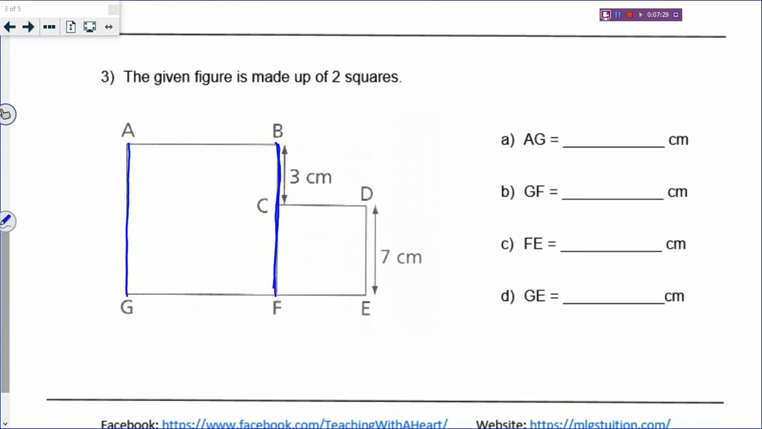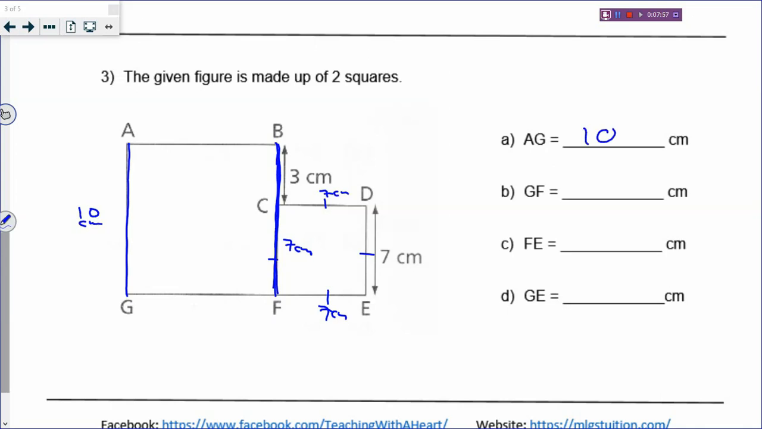Well, there's a 3 cm on top, and then there must be a 7 cm below. Why? Because there's a square. A square has all equal sides, remember? So this has to be 7, then here must also be 7, and so on. So you take 3 plus 7, which is your BC plus your CF, that will give you 10. So your AG is 10. Okay, so you look at the opposite side.